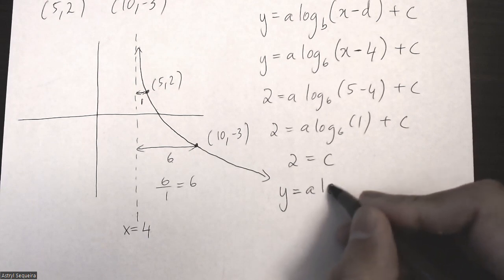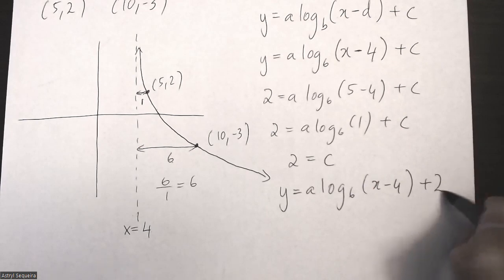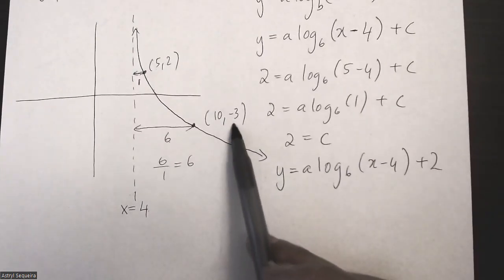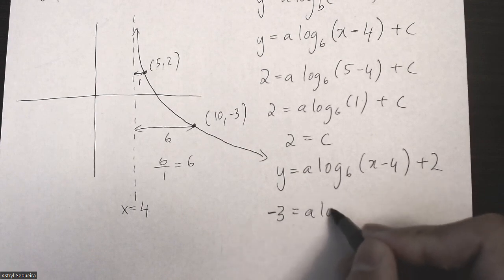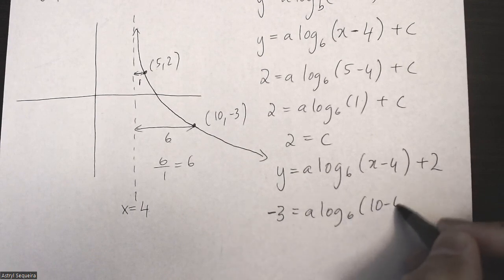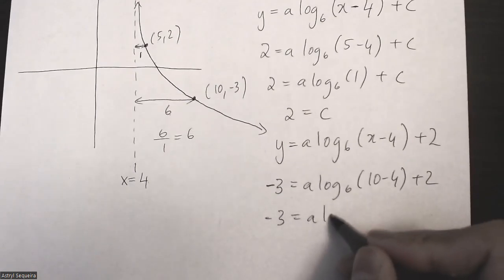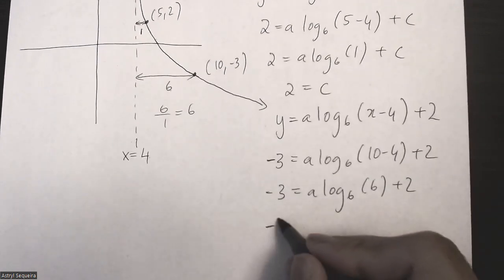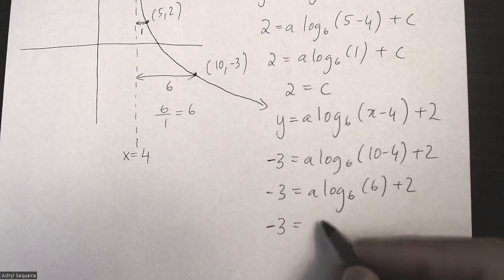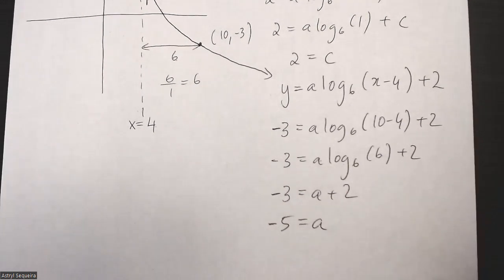I can rewrite my equation as y equals a log of x minus 4, plus 2. Then I'm just going to sub in the second point here to find my a value. So negative 3 equals a log base 6 of 10 minus 4, plus 2. Negative 3 equals a log base 6 of 6, plus 2. Negative 3 equals log base 6 of 6, which is 1. 1 times a is just a. And if I subtract 2 on the other side, negative 5 equals a.